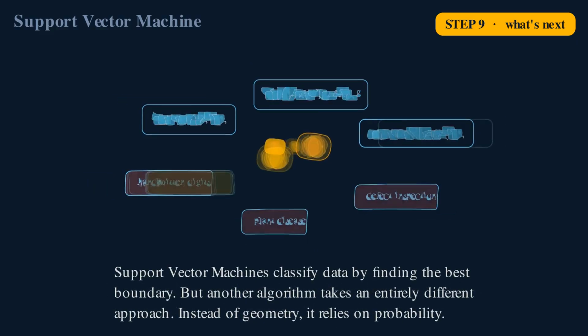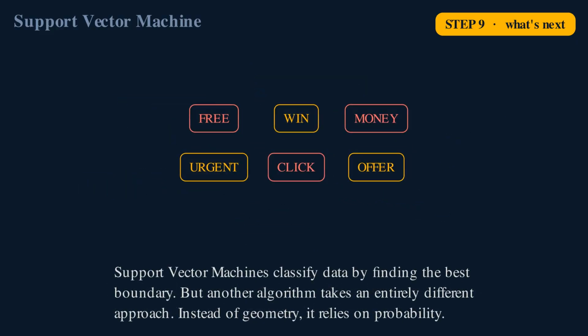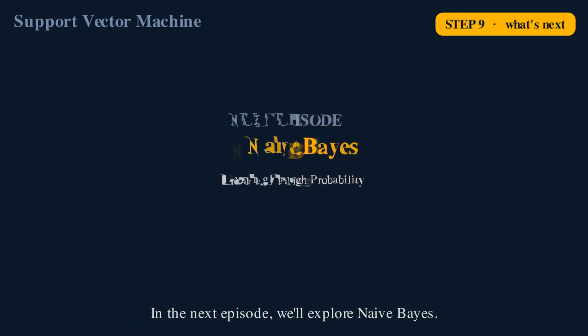Support vector machines classify data by finding the best boundary, but another algorithm takes an entirely different approach. Instead of geometry, it relies on probability. In the next episode, we'll explore naive Bayes.